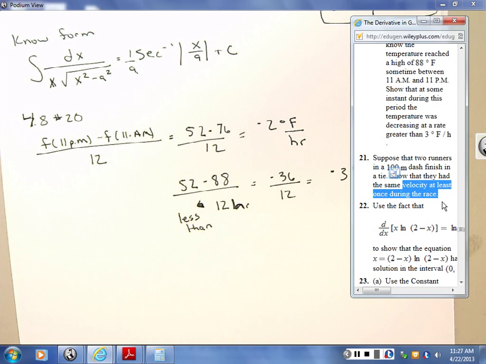Suppose the two runners in a 100-meter dash finish in a tie. Show that they had the same velocity at least once during the race, but not at the same instant in time during the race. Okay, just because they start and stop at the same time doesn't mean that they ran the same speed every time through it. But they had to have the same at some instant, separate instances.